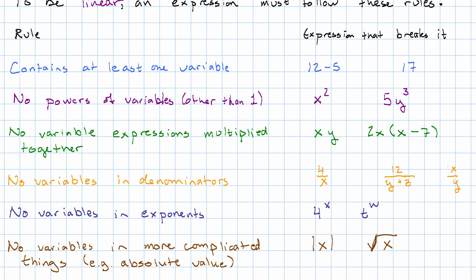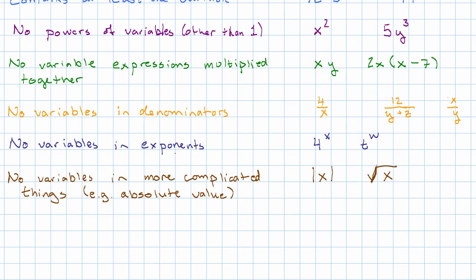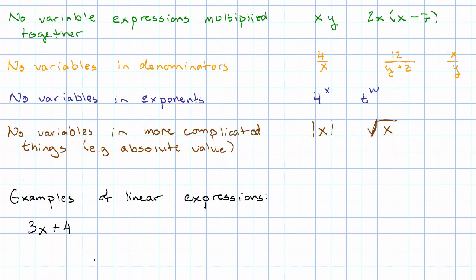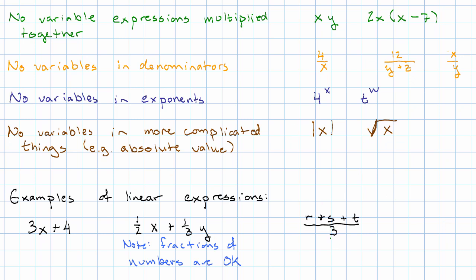So what would a linear expression look like? The expression 3x plus 4 is okay. Or we might have half x plus a third y. Fractions with just numbers are just fine. And in fact, as long as we only have numbers in the denominator, that's okay.